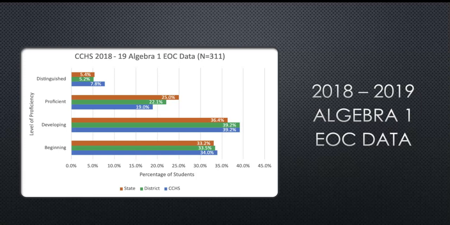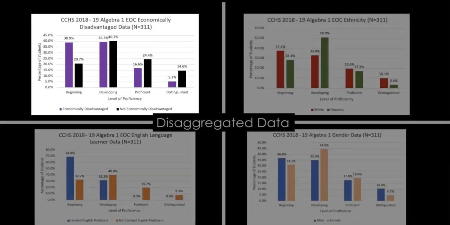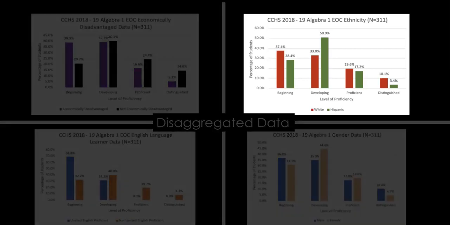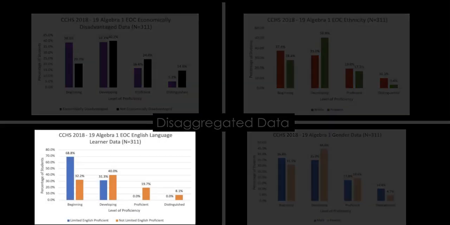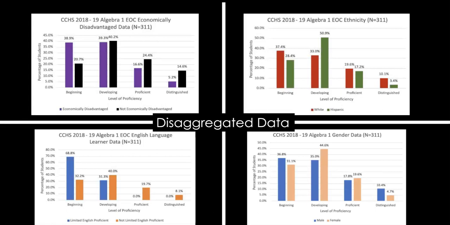Here we have the 2018-2019 school year. Once again, same color scheme. Blue is Coal Creek, green is the district, and then the rust color is the state. Once again, I've broken it down into different subgroups. Economically disadvantaged, top left. Ethnicity, top right. English language learners, bottom left. And then gender, bottom right. In this particular year, there's a total of 311 students who took the Algebra 1 EOC.